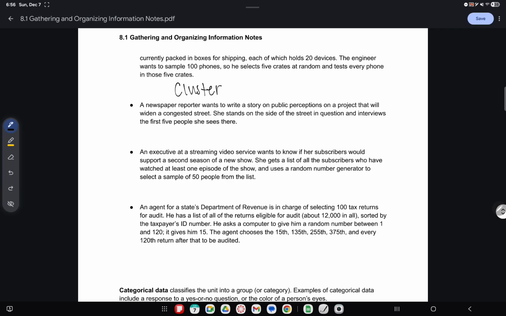Or a newspaper reporter wants to write a story on public perceptions on a project that will widen a congested street. She stands on the side of the street in question and interviews the first 5 people she sees there. So that is none of what is provided, but what it is, it's called a convenience sample. So you're taking the first 5 people in the area of interest.